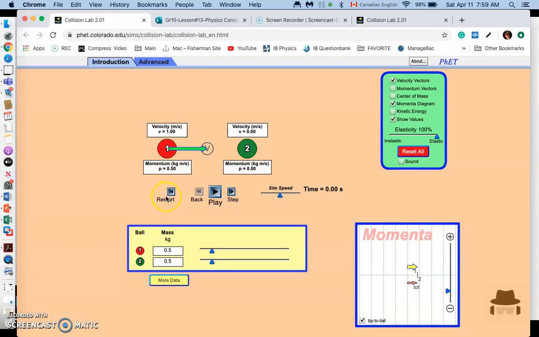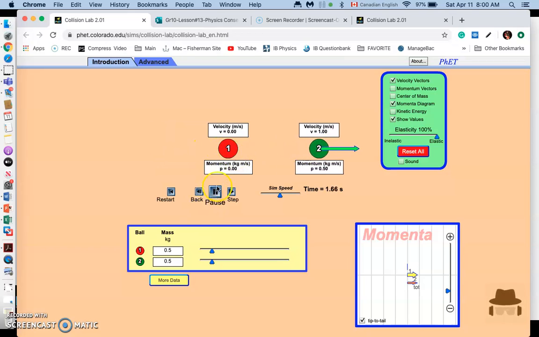And it has a momentum. How am I going to find the momentum? Momentum is always mass times velocity. So 0.5 times 1 will give you 0.5. Now, the other object is stationary. It means at rest, not moving, which means its velocity is 0. Now, if I hit play, this one will hit the other one. What will happen to it? It will stop. So the first ball, the red ball, stops and the other one continues moving in the same direction.